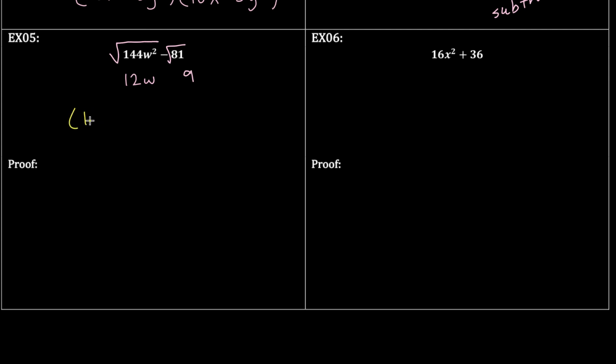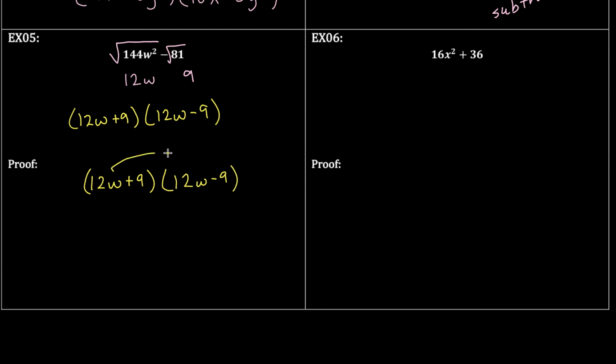12w plus 9 times 12w minus 9. And let's go ahead and prove that, okay? So 12w plus 9 times 12w minus 9. 12 times 12, 12w times 12w is 144w squared, because w times w is w to the 2nd power.